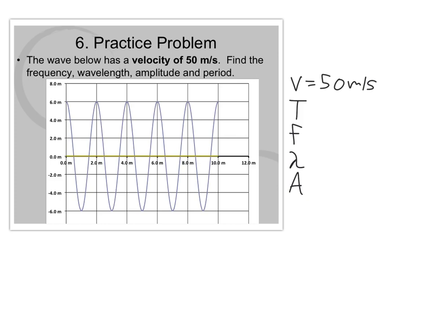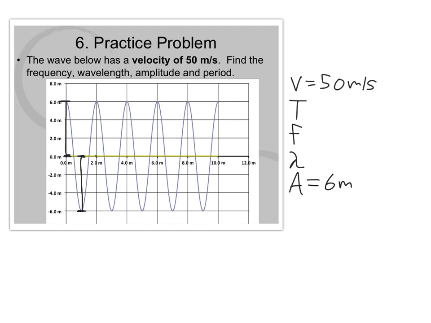Amplitude is the distance from equilibrium to either the crest or the trough, the peak or the minimum, and so here is my equilibrium position, and so the distance from there up to this crest, or if we went from the equilibrium position down to this trough, that would be our amplitude, and so that amplitude is just going to be 6 meters in this case.